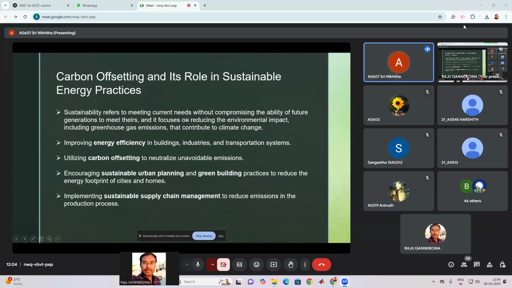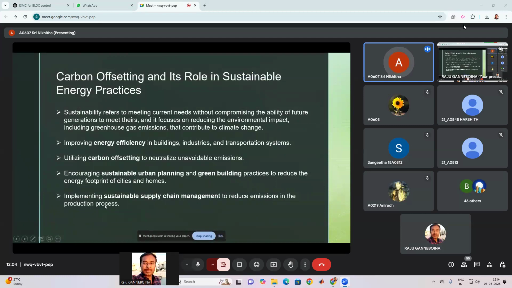How the carbon footprint is related to sustainability: sustainability refers to meeting current needs without compromising the ability of future generations. It focuses on reducing the environmental impact, including greenhouse gas emissions that contribute to climate change, improving energy efficiency in buildings, industries, and transport systems, which can also include the carbon offsetting program. It also involves utilizing carbon offsetting to neutralize unavoidable emissions, encouraging sustainable urban planning and green building practices to reduce the energy footprint of cities and homes, and implementing sustainable supply chain management to reduce emissions in the production process.